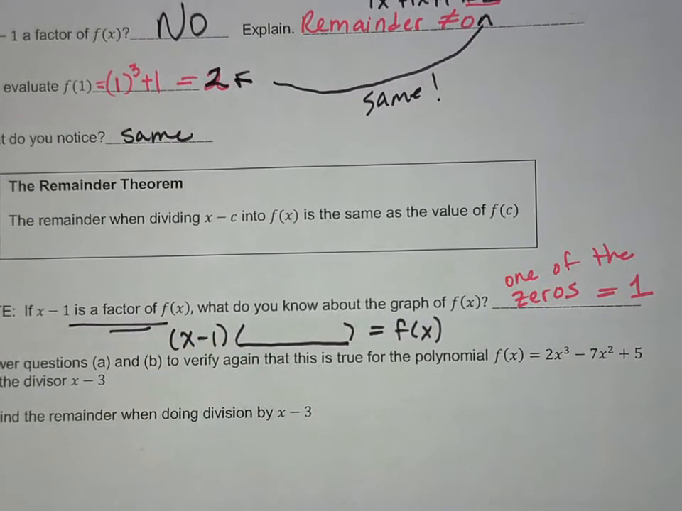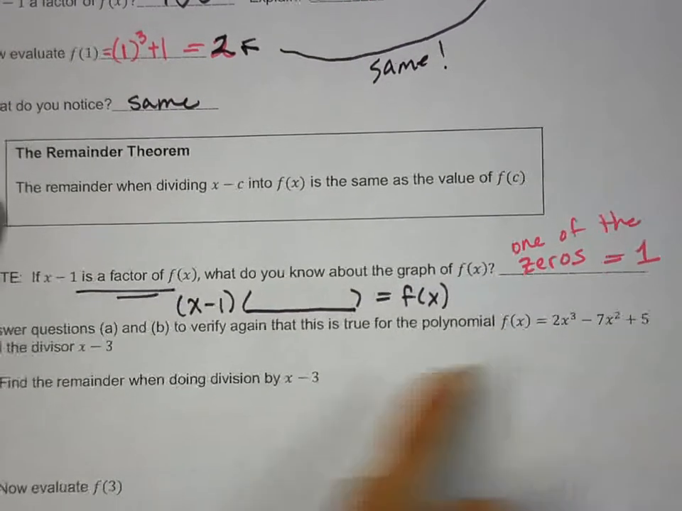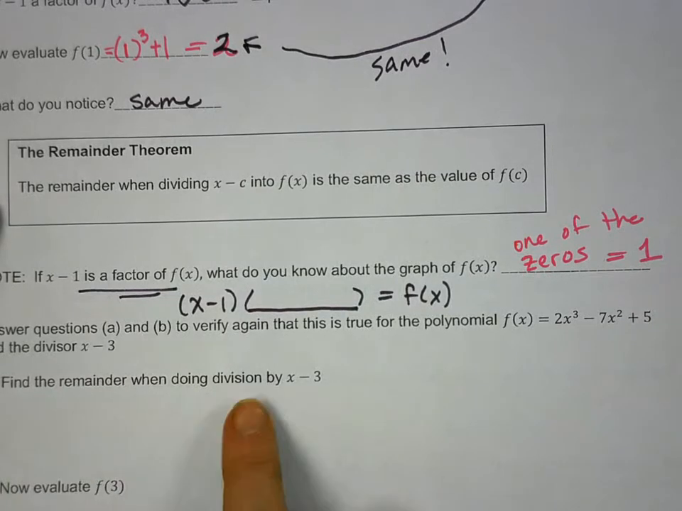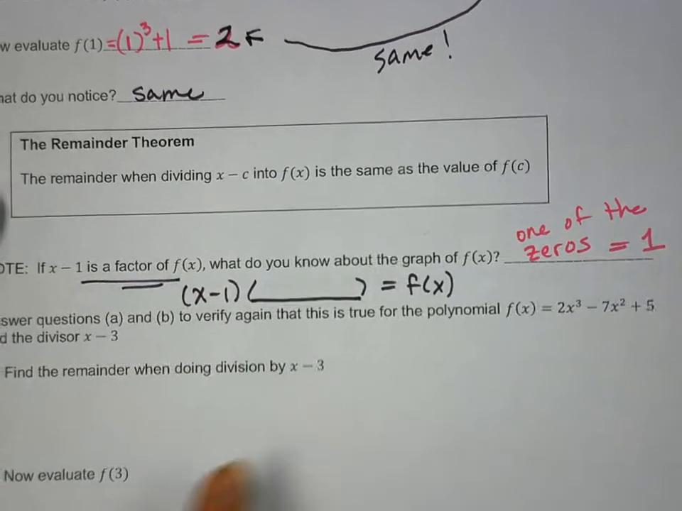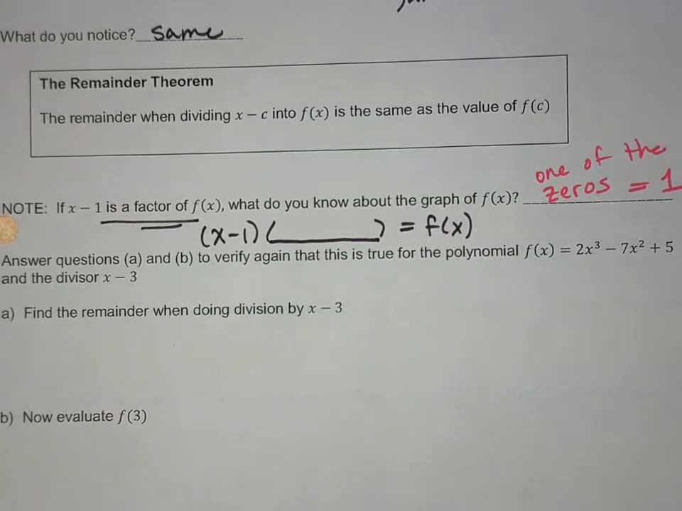All right. Okay, after thinking through that, let's answer questions A through B to verify again that this is true for the polynomial and the divisor x minus 3. So letter A, find the remainder when doing division by x minus 3 and also evaluate f at 3. And just confirm that they're the same. So go ahead and do this with your partner. I'll give you a few minutes and then we'll stop after you finish letter B.